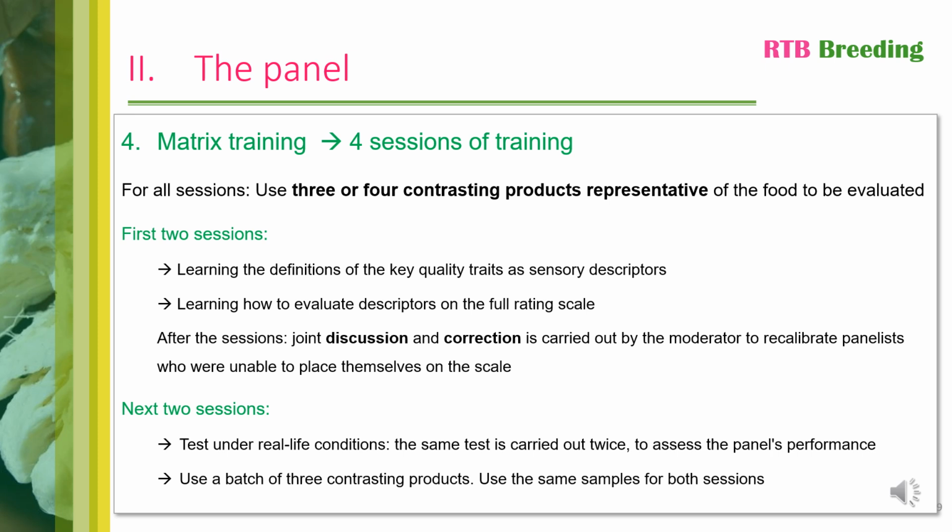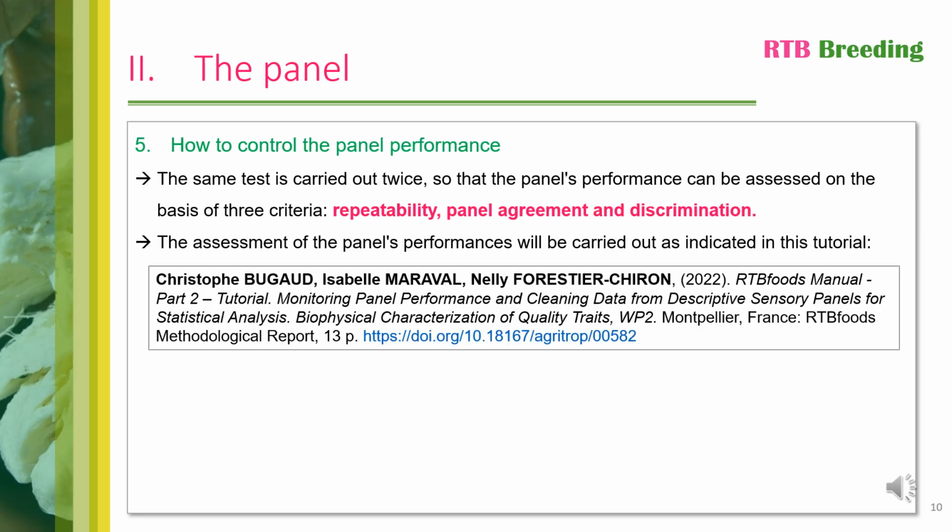During the next 2 sessions, the test will be carried out under real-life conditions with a batch of 3 contrasting products, which will be the same for both sessions. The results of this test will be used to assess the panel's performance. Using the results of the last 2 training sessions, we can look at the panel's performance. There are 3 elements to check: the panelist's repeatability, its agreement with the rest of the panel, and its ability to discriminate samples. For more details on how performance is calculated, please consult this paper published in 2022.